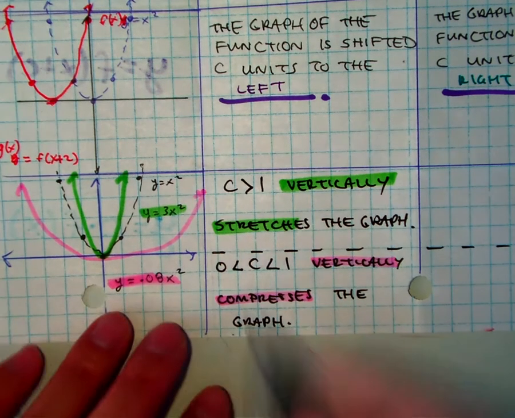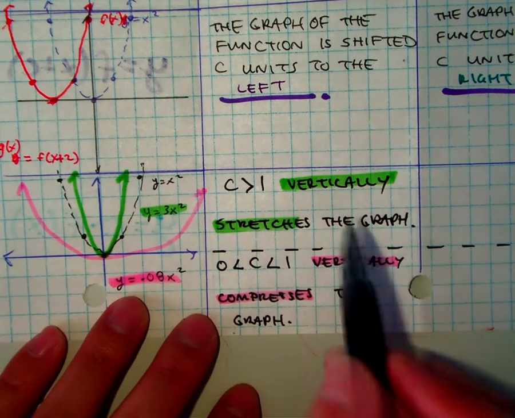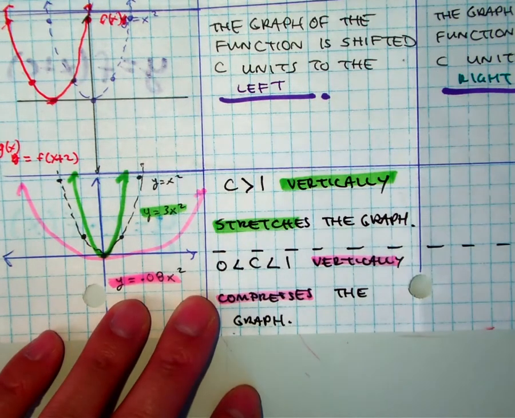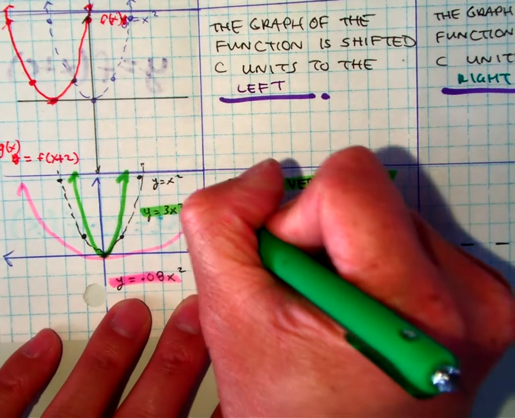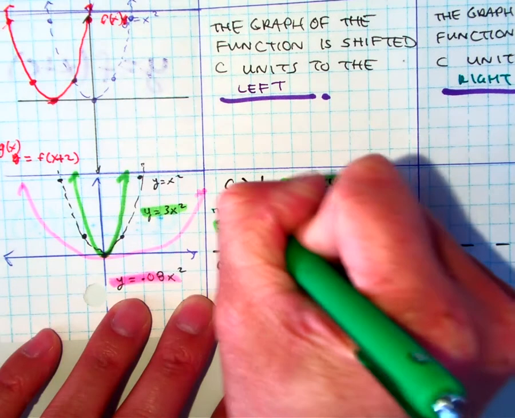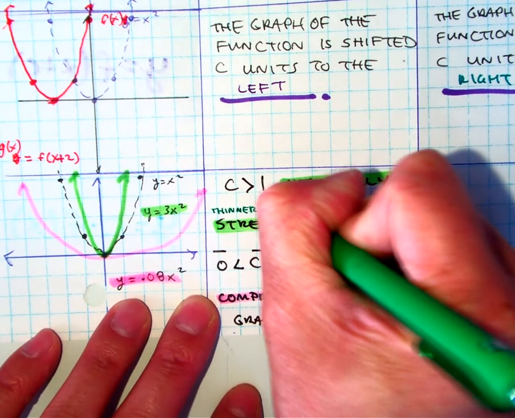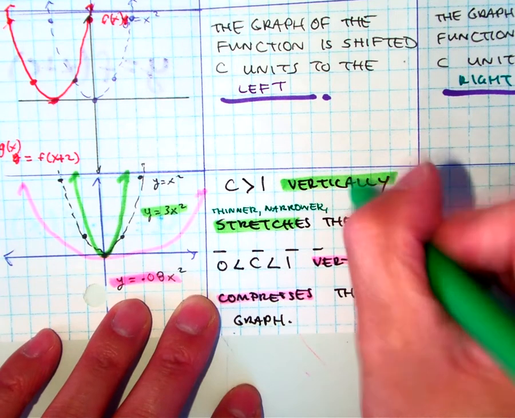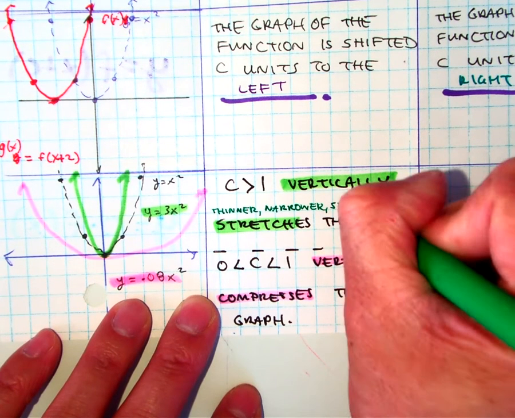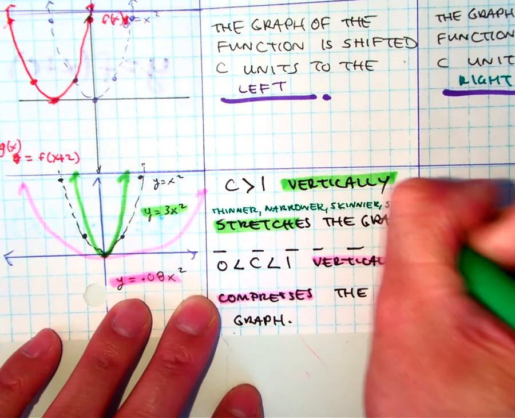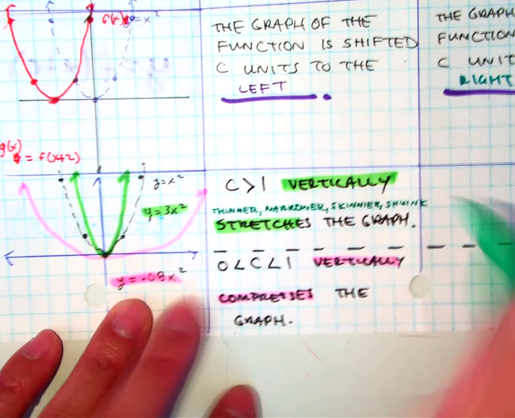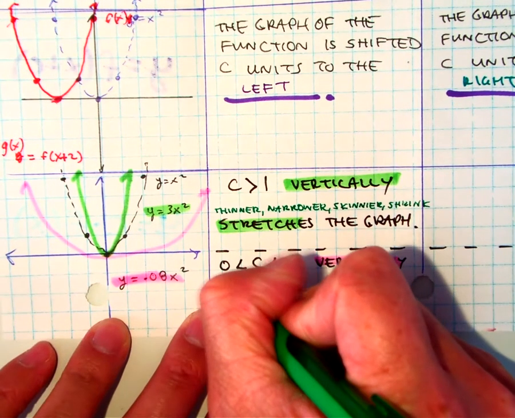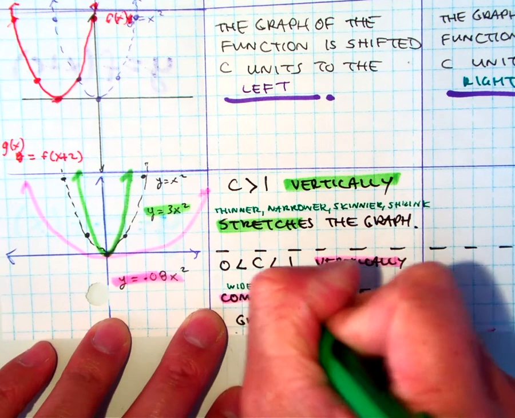Yesterday we learned, what are some other words about that's vertically stretching? We talked about, someone said thinner. I like that. How about narrower? Skinnier, shrinks. In class, how about compresses? Wider and shorter.